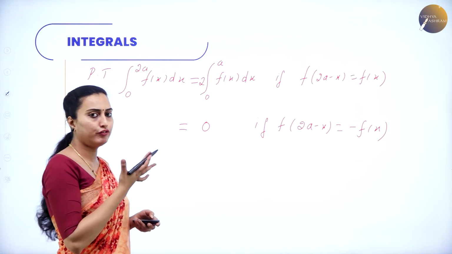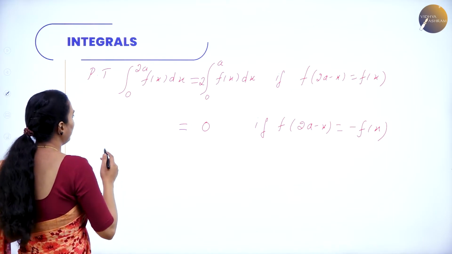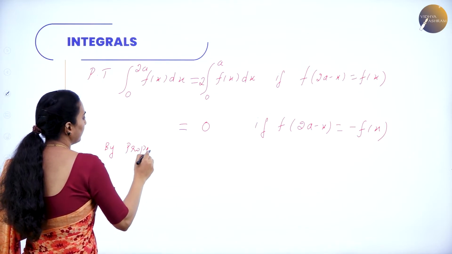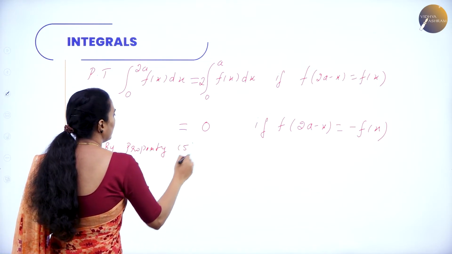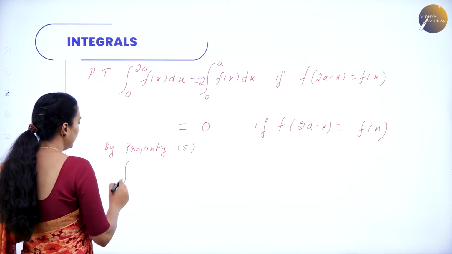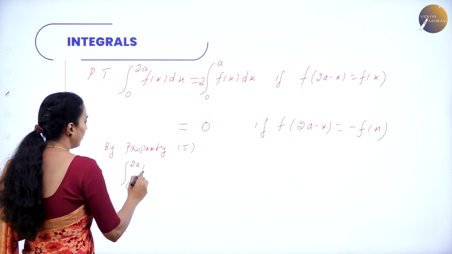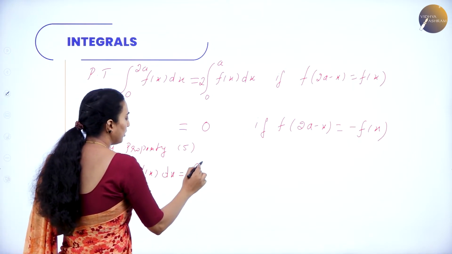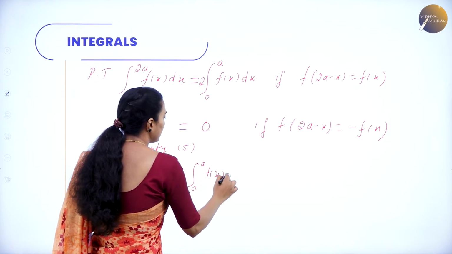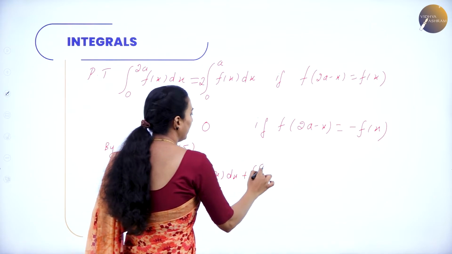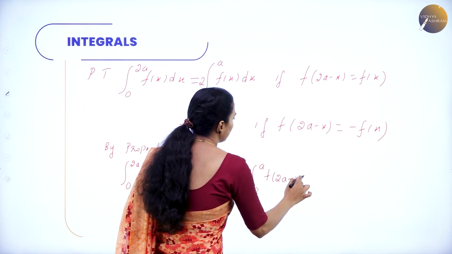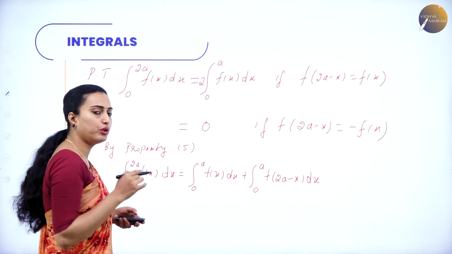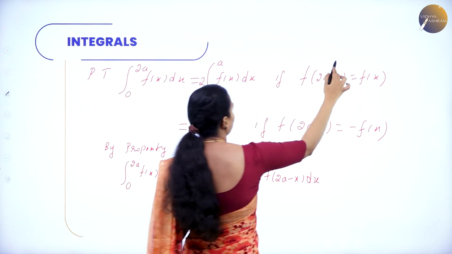Therefore, taking the fifth property, what we have proved. What is that fifth property? By property 5, you can have integral 0 to 2a f of x dx written as integral 0 to a f of x into dx plus integral 0 to a f of 2a minus x into dx. Just now we have proved this one. Now here, in the right hand side, taking f of 2a minus x as f of x, that's the condition they have given here.